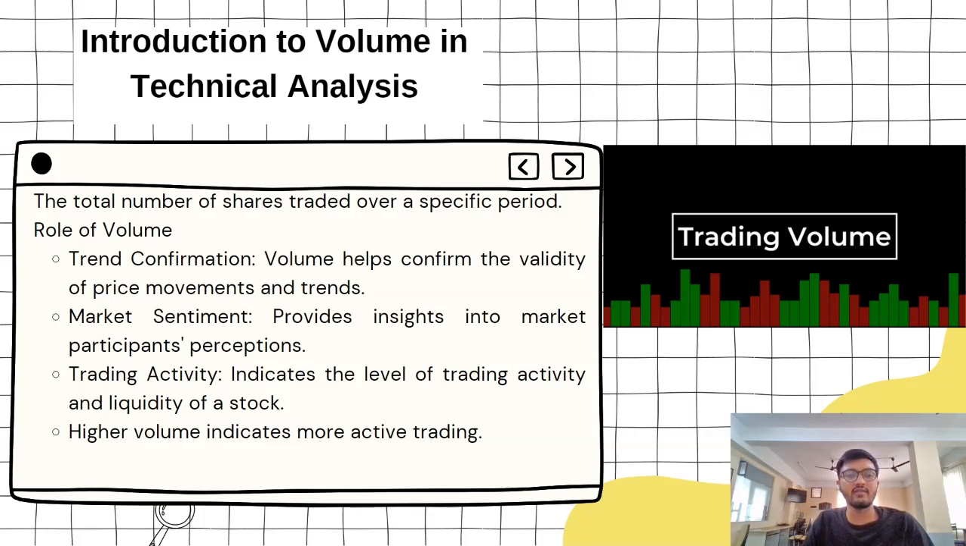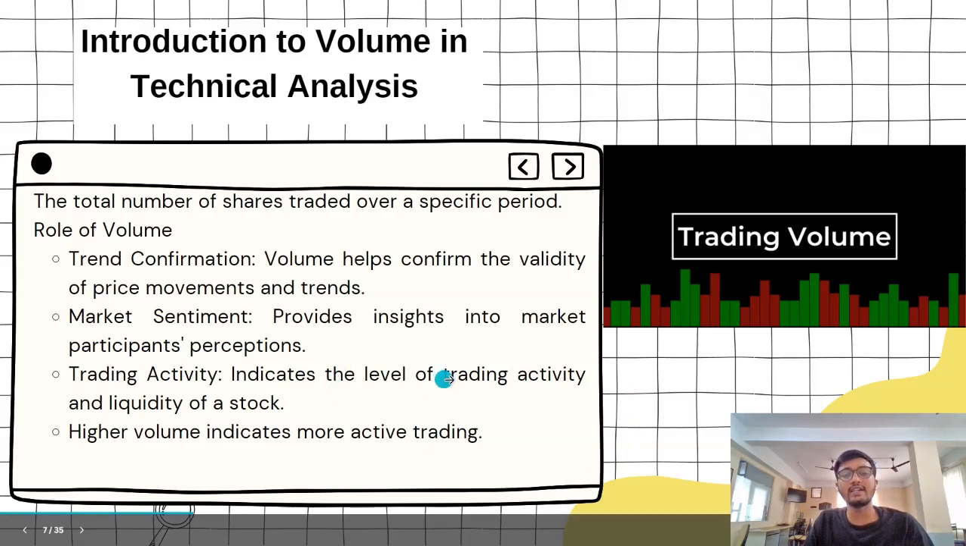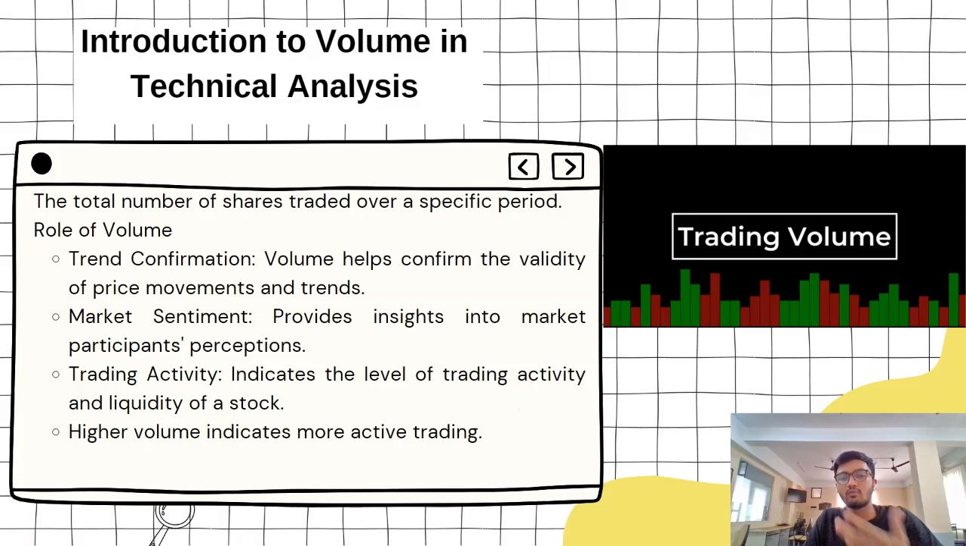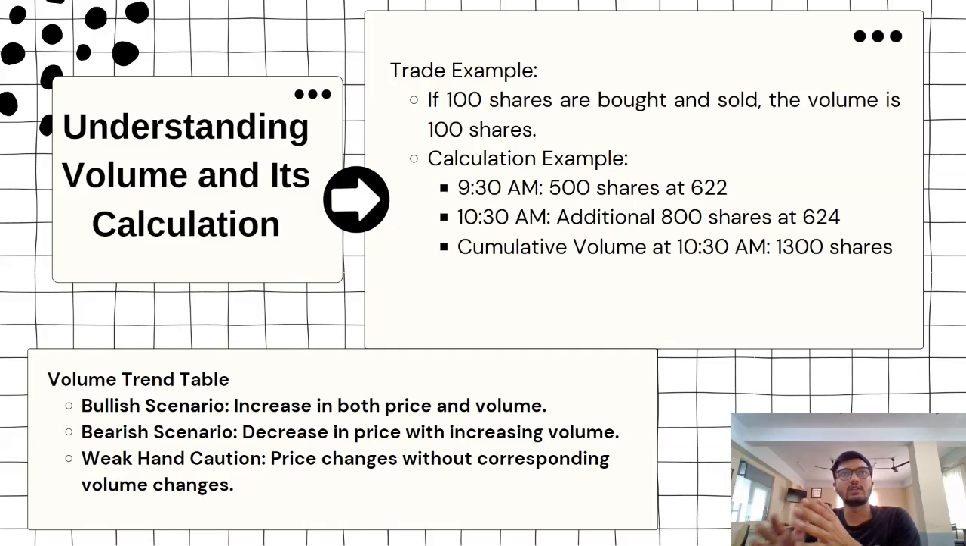What is the trading activity in volume? It indicates the level of trading activity and liquidity of a stock. The more the volume, the more the liquidity, and higher volume indicates more active trading. So you can see all these FNO stocks, futures and options stocks. There are roughly 200 such stocks in NSE.